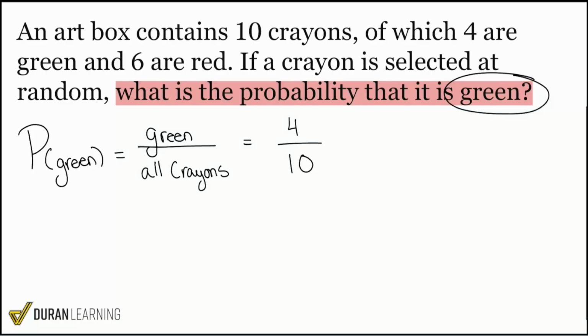And once we have 4 over 10, like we've always seen, we know that if we can simplify it, we absolutely should. Everyone, 4 and 10 are both divisible by what? Correct, both divisible by 2. So we'll do that. 4 divided by 2 and 10 divided by 2. 4 divided by 2 gives us 2, and 10 divided by 2 gives us 5. And so the correct answer here will be 2/5, or 2 over 5.